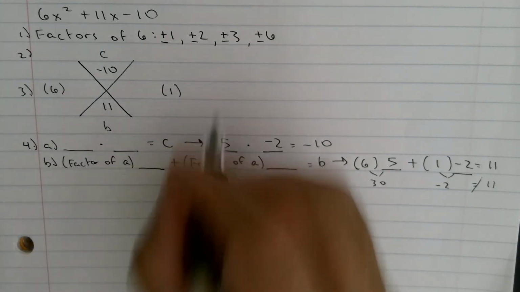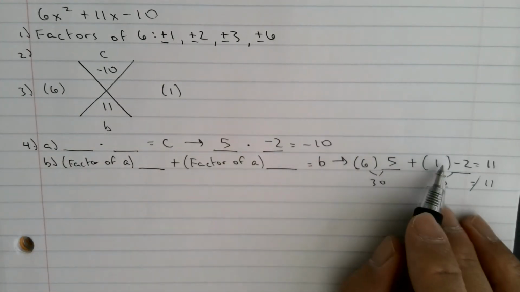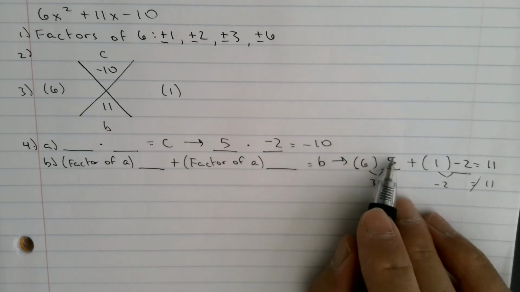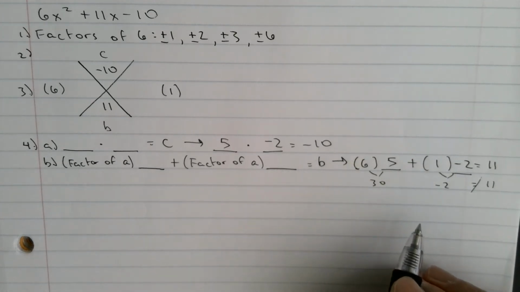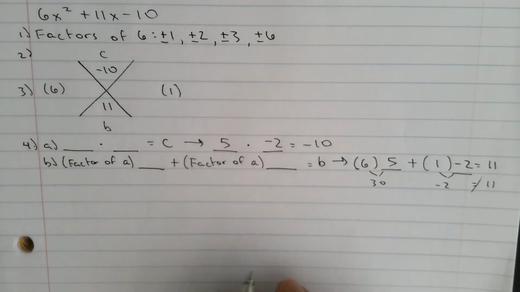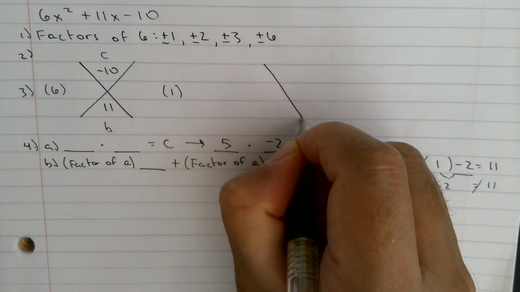So we're not going to use this X. Let's try a different one. Let's say I switched it, and I put the 6 over here and the 1 over there. If I do 1 times 5, that gets me 5. If I do 6 times negative 2, that gets me negative 12. But 5 minus 12 does not give me positive 11 either. So 6 and 1 are not good factors. I'm going to try 2 and 3 now.